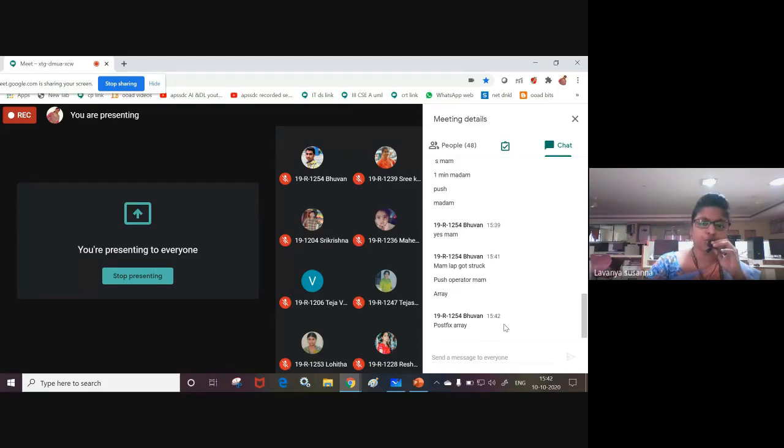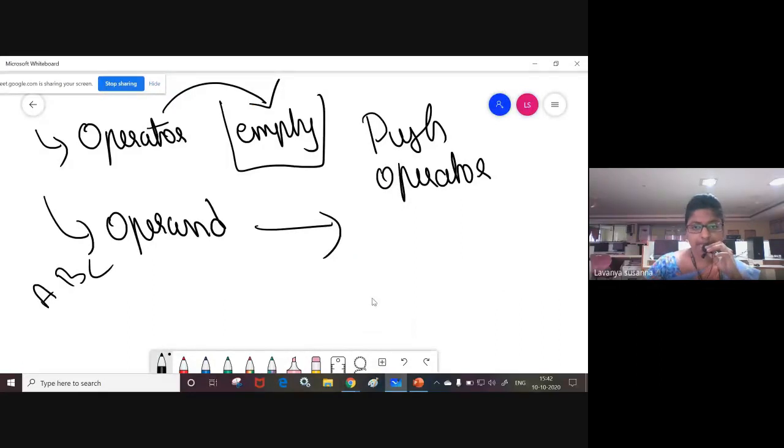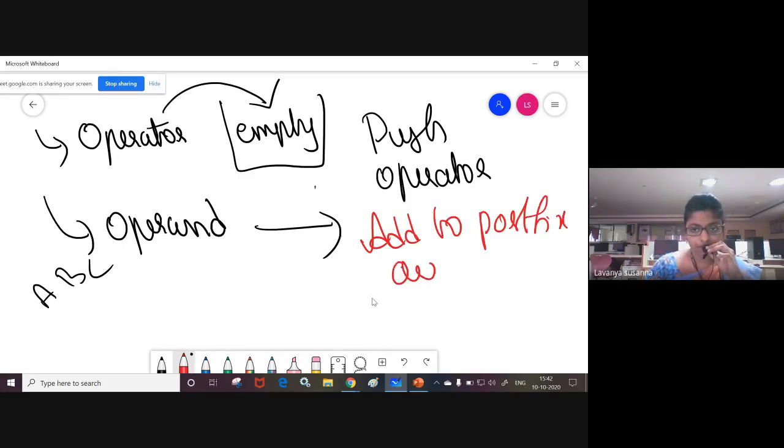Remaining students, those who know the answer, please respond. Yes, roll number 1, Sohel. Yes, add to the postfix array. Very good. Rajalakshmi, Haripriya, add it to the postfix array. Okay, students, if you got an operand, what you need to do is add it to the postfix array.